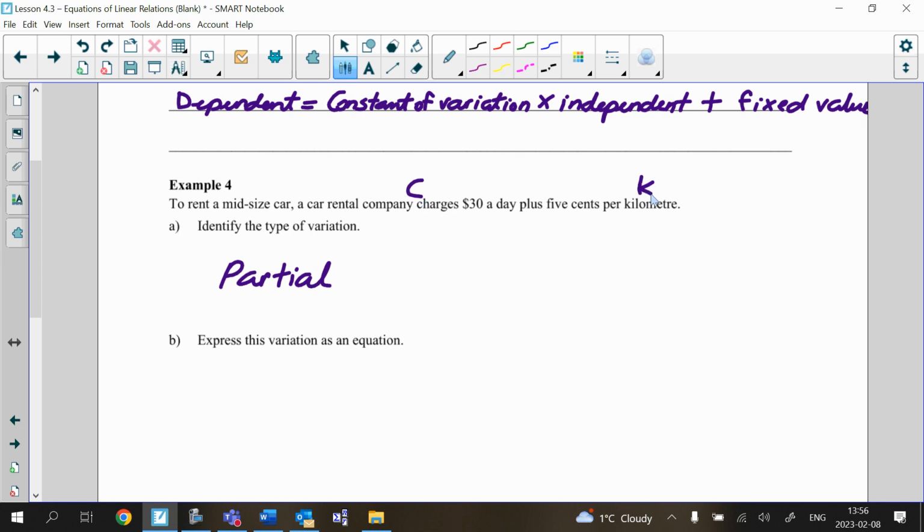$0.05 per kilometer. How do I write that? Excellent. 0.05K. Don't write it as 5K because it's expressed in terms of dollars. 5 cents is not $5. 5 cents is $0.05, plus the fixed cost that we paid of 30 bucks. And notice that matches a partial variation.